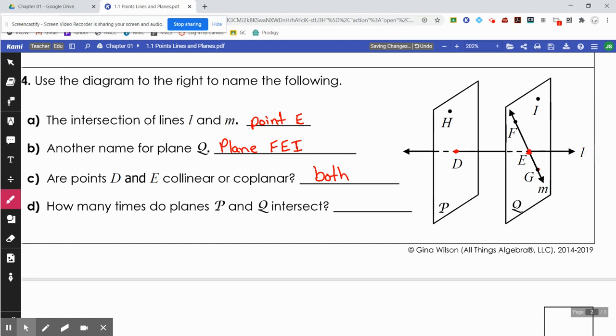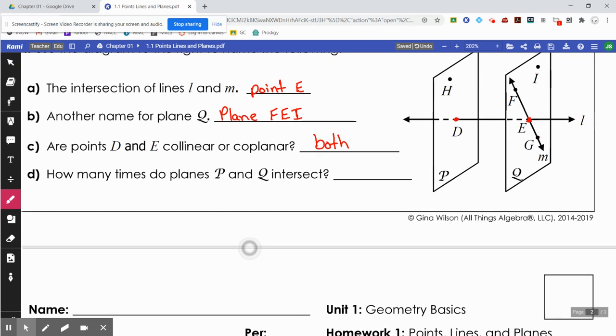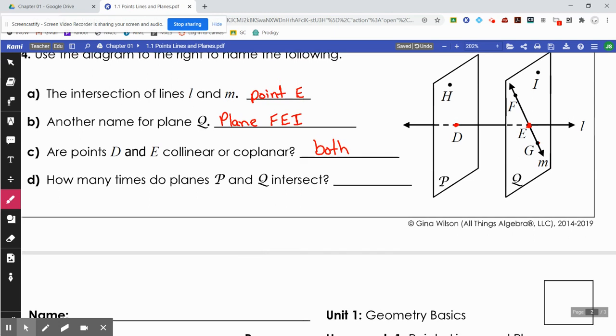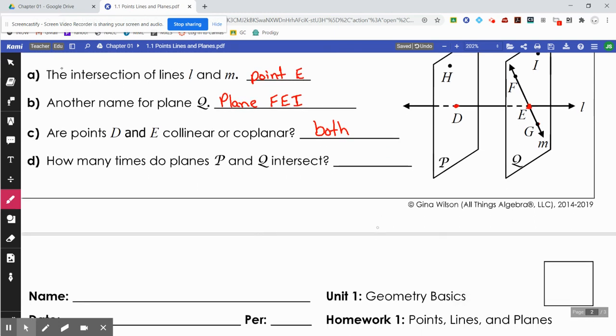How many times do planes P and Q intersect? Those planes P and Q look to be parallel planes, so they do not intersect. They intersect 0 times.